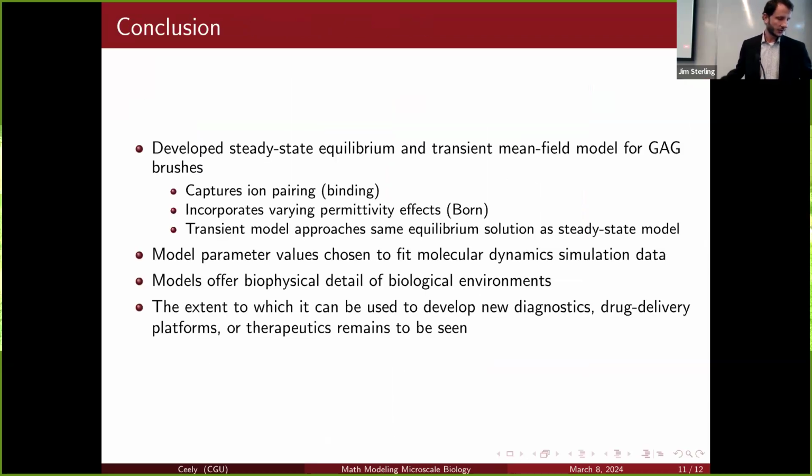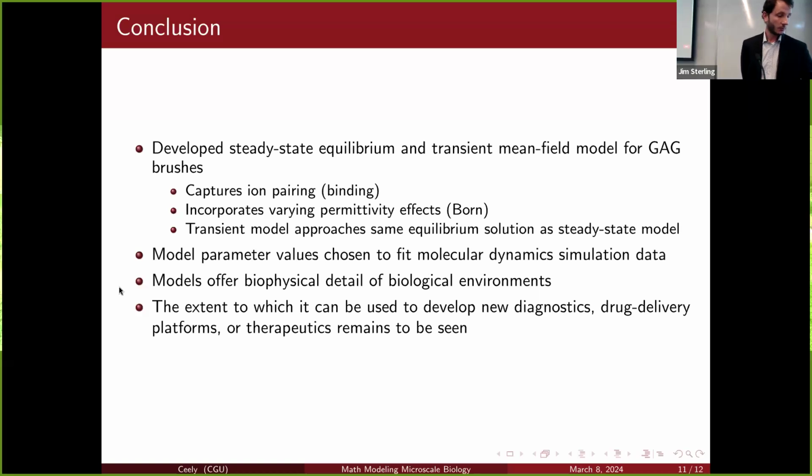So just in conclusion, I developed steady state and transient mean field models for GAG brushes. They incorporate ion pairing and varying permittivity effects, which results in the Born force. And the transient model does approach the same equilibrium solution as the steady state model. Now, even though this model was specific for GAG brushes, it is easily extensible to include other types of macromolecules, multiple macromolecules, and even more cations and anions of varying valences. Model parameters, I didn't go into details on what the values were, but they were chosen to fit the molecular dynamics simulation data at equilibrium.